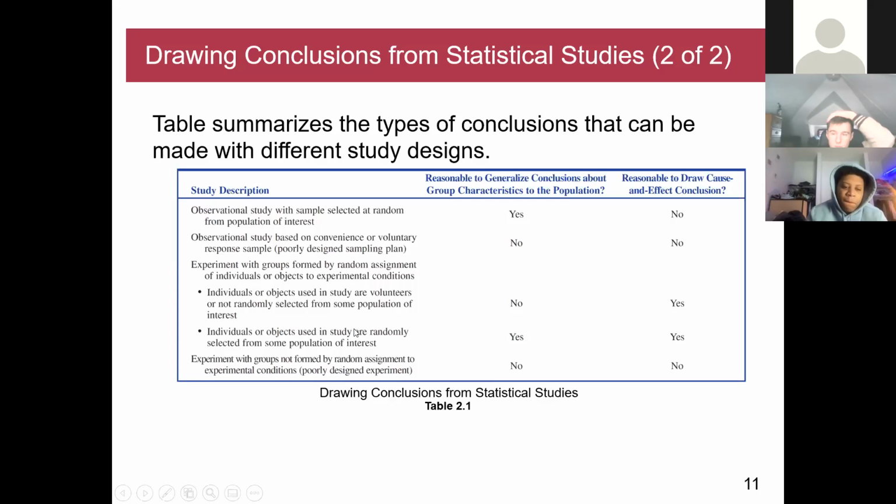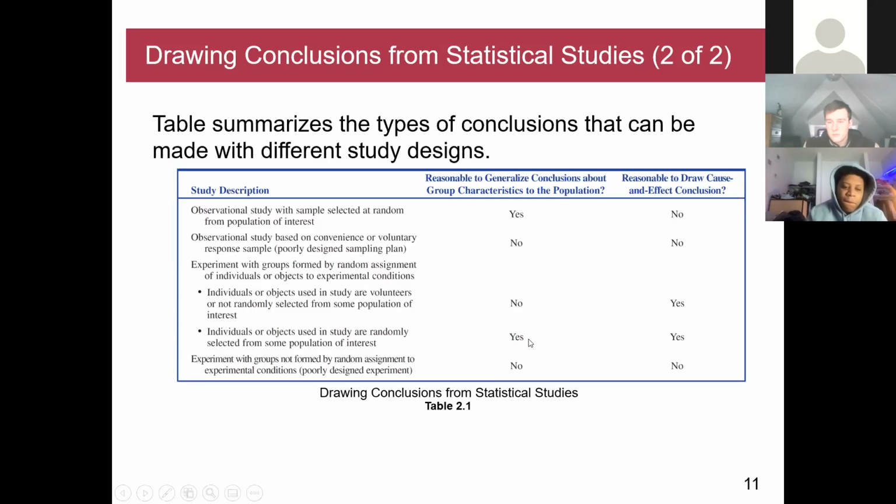So in addition to randomly assigning people or objects to our treatments, we must also make sure that the people that we select for the study are randomly selected from the population. And we have to meet both those conditions to have yes, yes. Yes to generalize to the population, and yes, we can have cause and effect. So this is the best of both worlds, right?